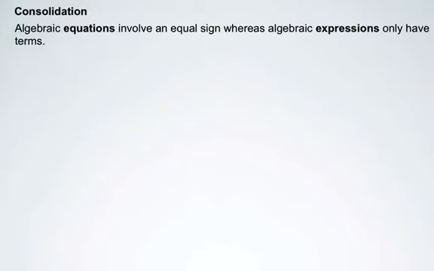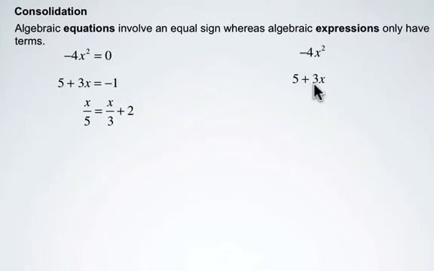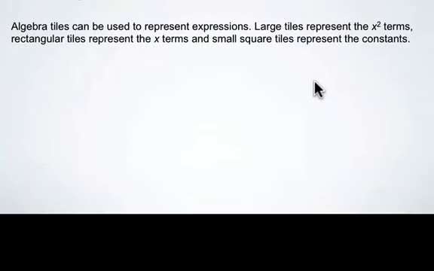Algebraic equations involve an equal sign, whereas algebraic expressions only have terms. Here is an equation. I have an equals 0. Another equation, a polynomial or expression, an expression, another expression, and another expression. And two more examples.